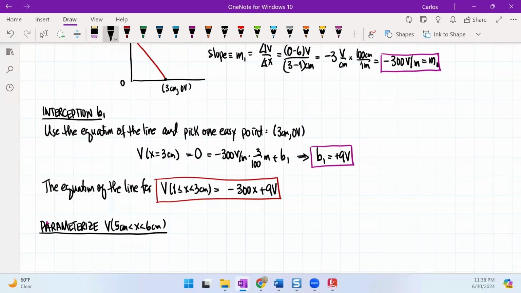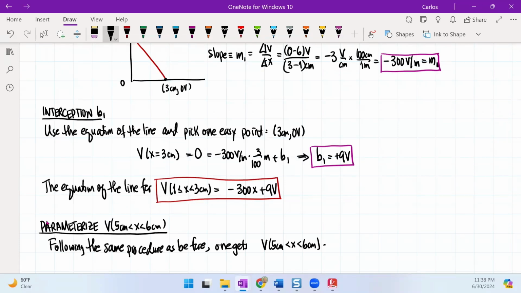Now, following the same procedure as before, we do the exact same thing. You're going to see here is that in this case, between 5 and 6 centimeters, I'm going to get a slope that's positive 100x minus 5 volts.